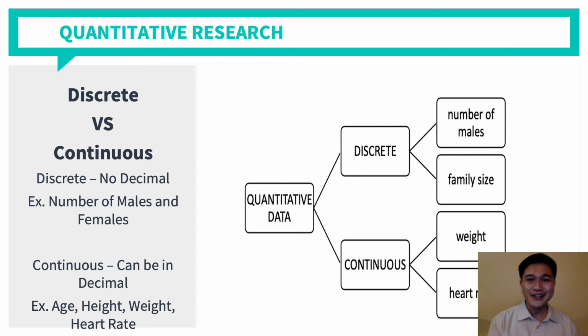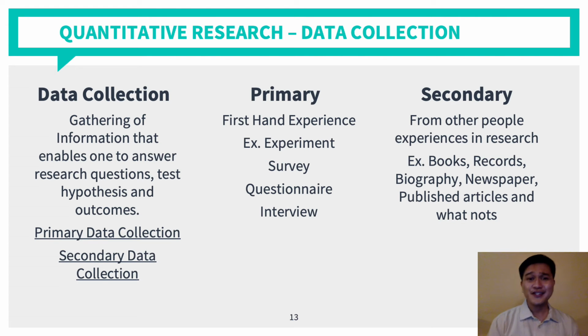So, let's go down deep. In quantitative research or data collection, we gather information that enables one to answer research questions, test hypotheses, and outcomes. But, my dear friends, there are two types of data collection. One is primary data collection, second is secondary data collection. What are these two? Primary, remember this, first-hand experience. As a researcher, ikaw mismo ang gumawa. Example, experiment, survey, questionnaire, interview.